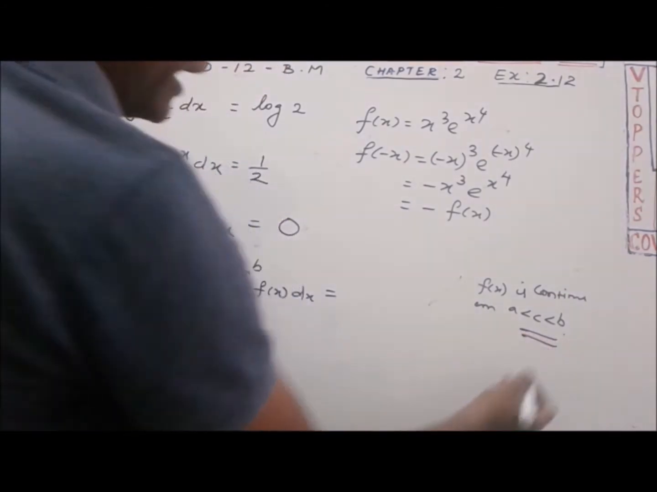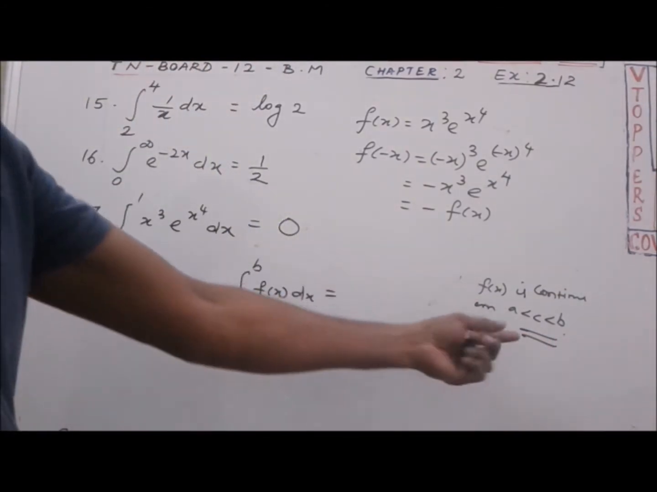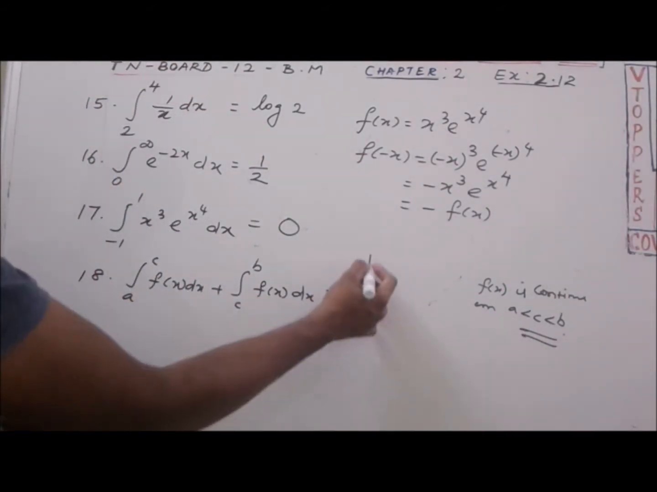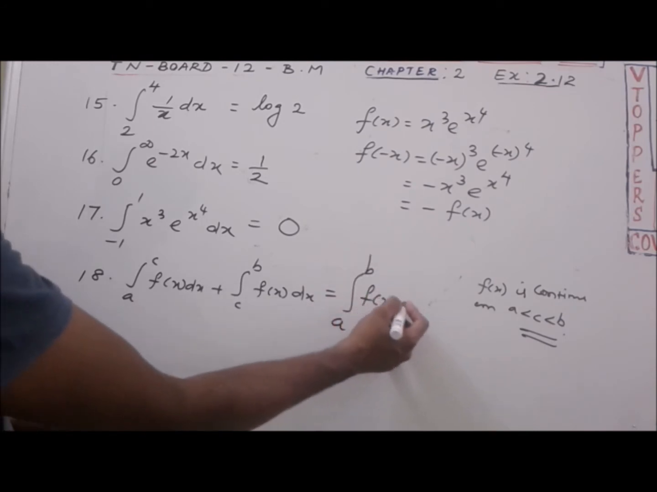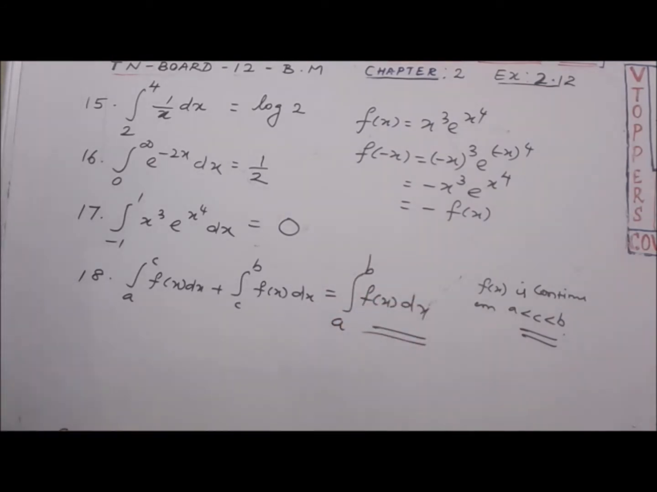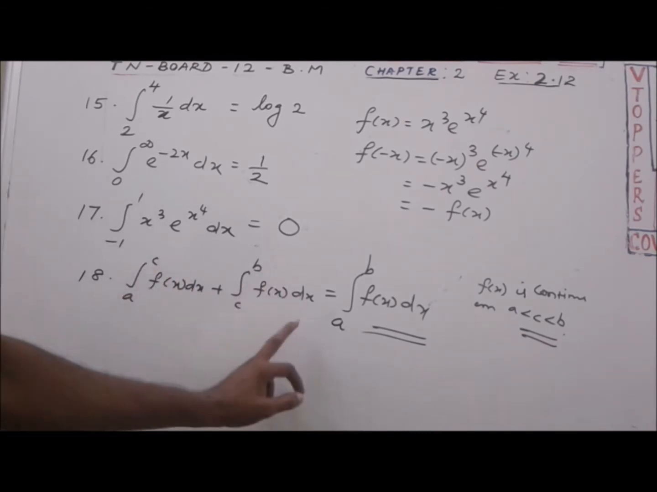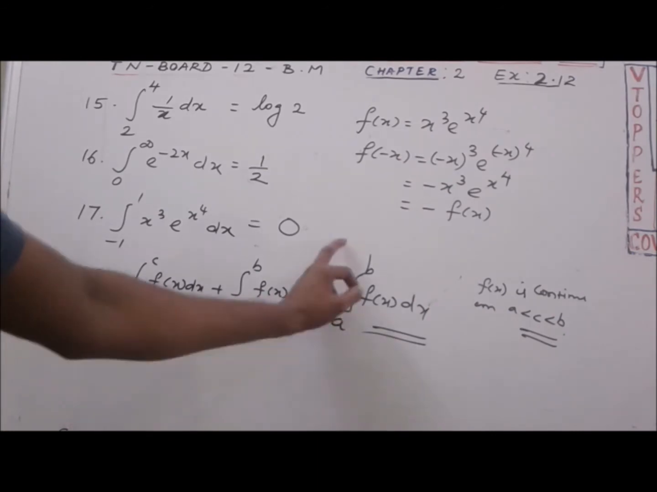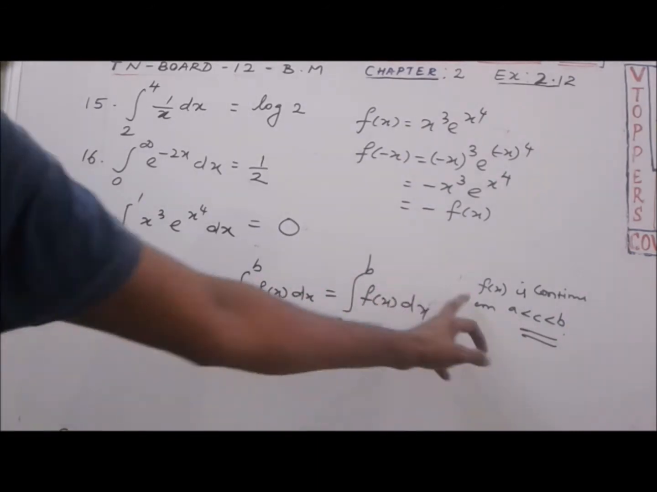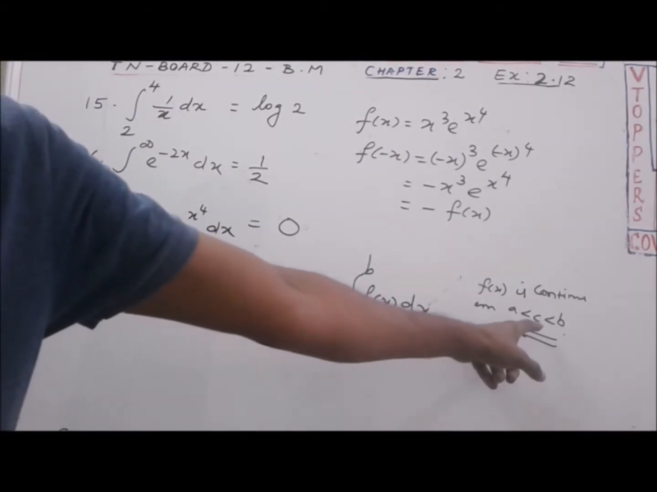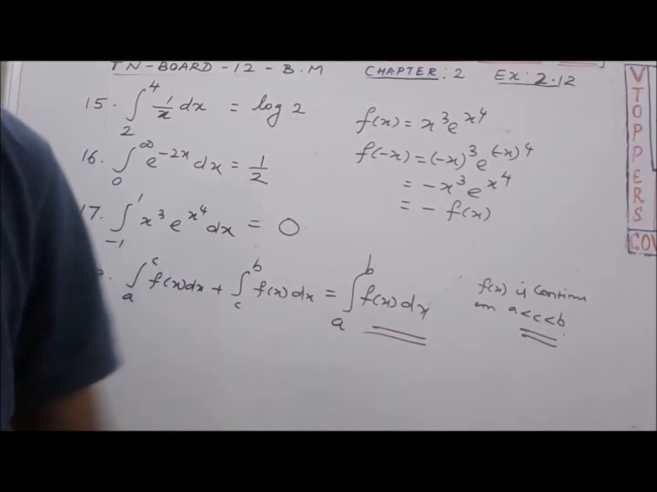C lies between a and b, and f of x is continuous in the whole interval a to b. Then we can rewrite it as integral a to b f of x dx. This is one of the properties given as a question. So integral a to c f of x dx plus integral c to b f of x dx is equal to integral a to b f of x dx, when f of x is continuous in the entire interval a to b, where c is a particular point between the limits a and b.